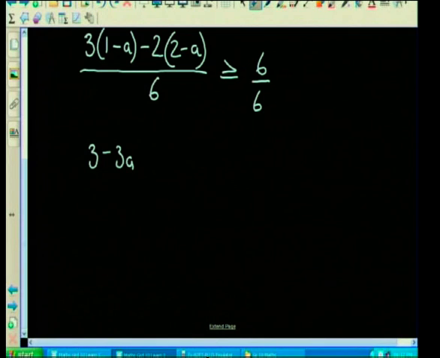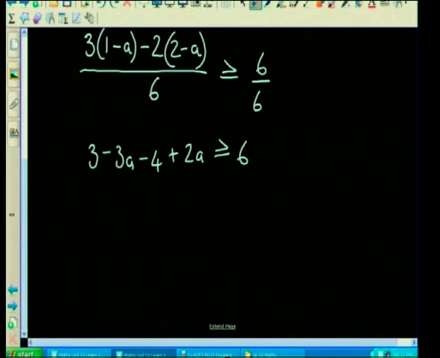How did I get that? I'm doing distributive law, and I'm going to do distributive law with the next bracket. Minus 2 times 2 is minus 4, and minus 2 times minus a is plus 2a. And that is greater than or equal to 6.